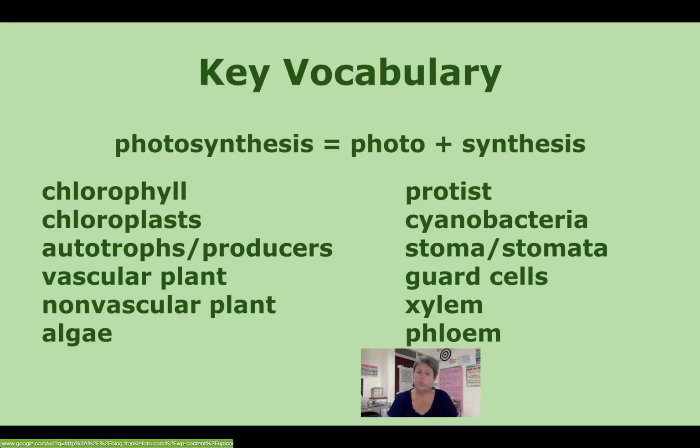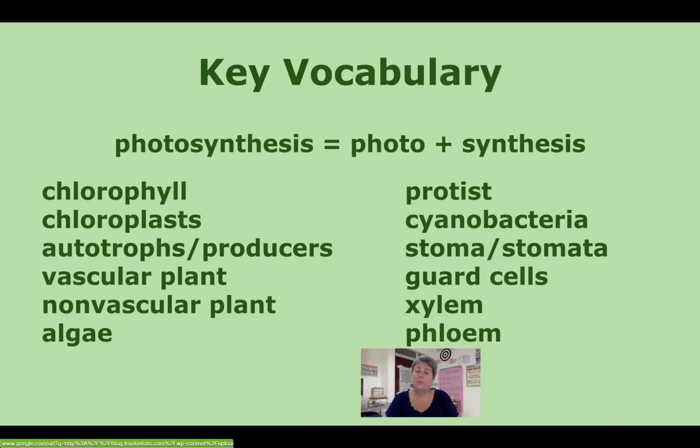Autotrophs are producers, organisms that make their own food, usually sugar, and you don't see a plant running across the ground to catch a rabbit and eat it, right? So they have to be able to produce their own food. We talked about vascular plants. Non-vascular plants also do photosynthesis. They just don't have xylem and phloem, so they go about the process in a little bit different fashion.